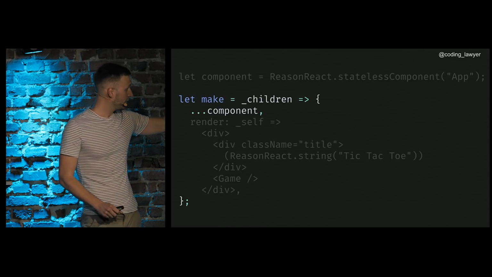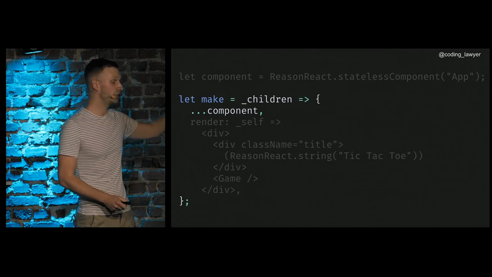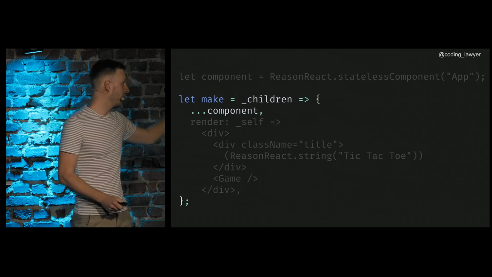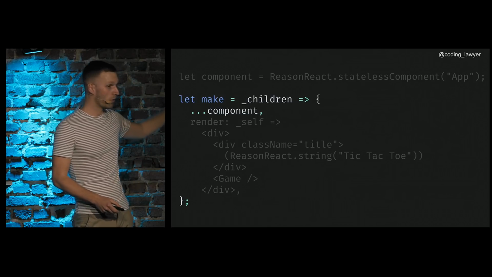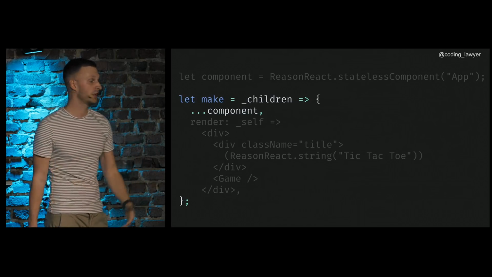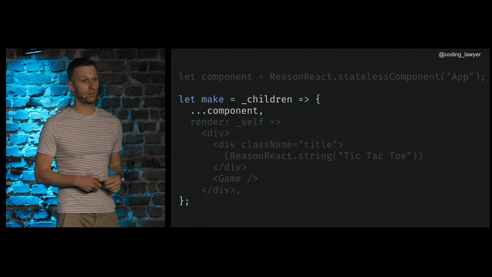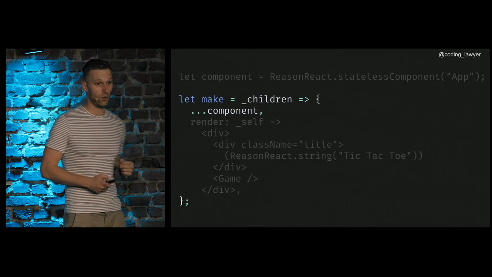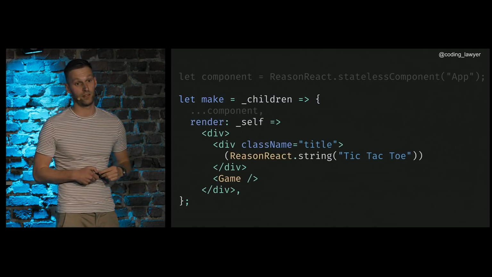First, because our component is not receiving any props, there's only the default prop children that must be here, and the underscore means we are not using it. And we return our component, but we are spreading it, just as we spread an object in JavaScript. So we return a new record with additional properties. We spread our component, and because this is a simple component, we only add the render method.